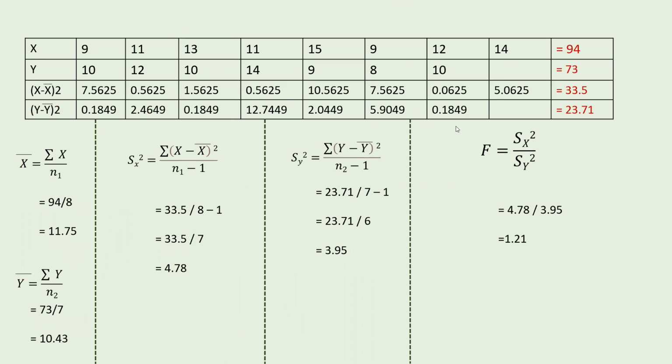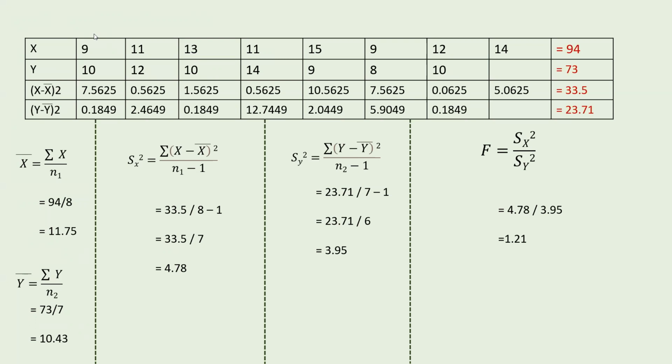So we have to frame the table. The first row will be for X, next is Y, next will be X minus X bar the whole square, next is Y minus Y bar the whole square. In X and Y, you just substitute the values from the problem. So the values are 9, 11, 13, 11, 15, 9, 12 and 14, and just find out the total values. So the X total value will be 94.